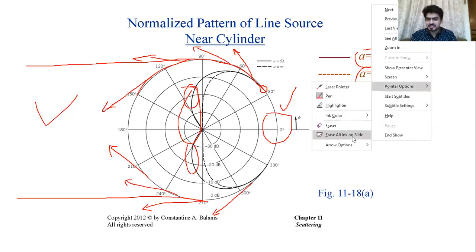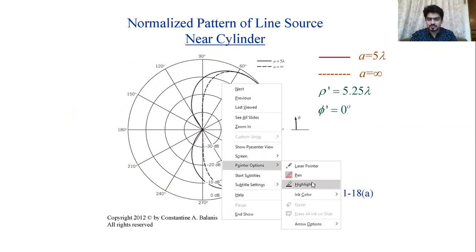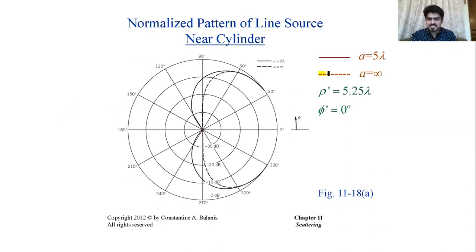So let me just again clear out this slide. So what I'm trying to say is, if you focus on this dash line, which is A equals to infinity, you can see that there is no radiation on the back side, right? There is no radiation on the back side, and that is because you have an infinitely large cylindrical structure. So that's why you create a proper shadow in the rear side of the object, or rear side of your cylindrical structure.